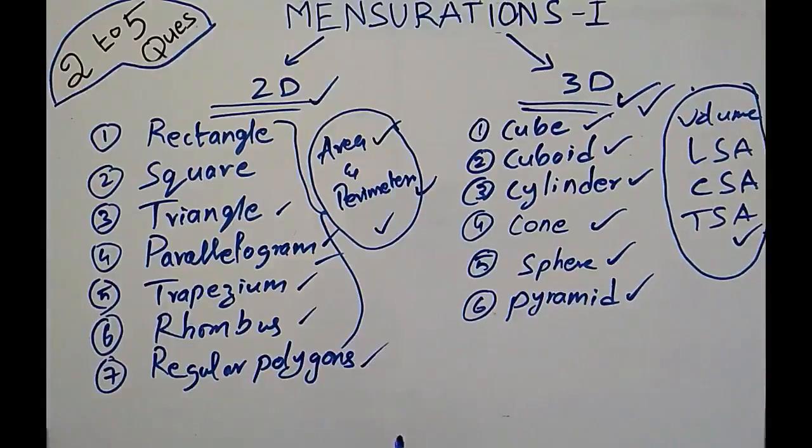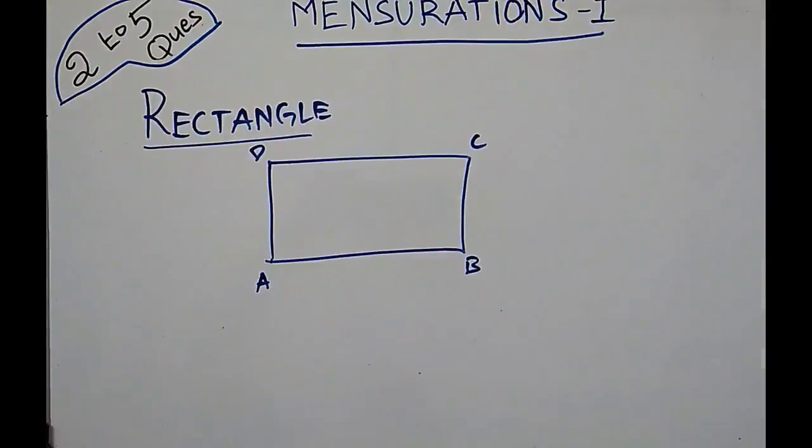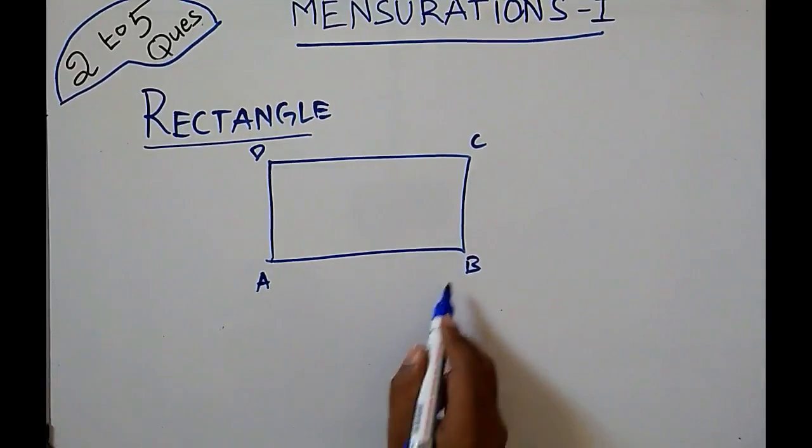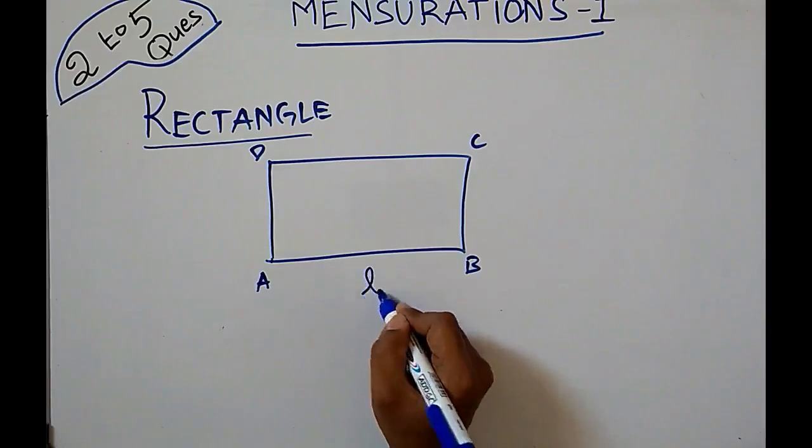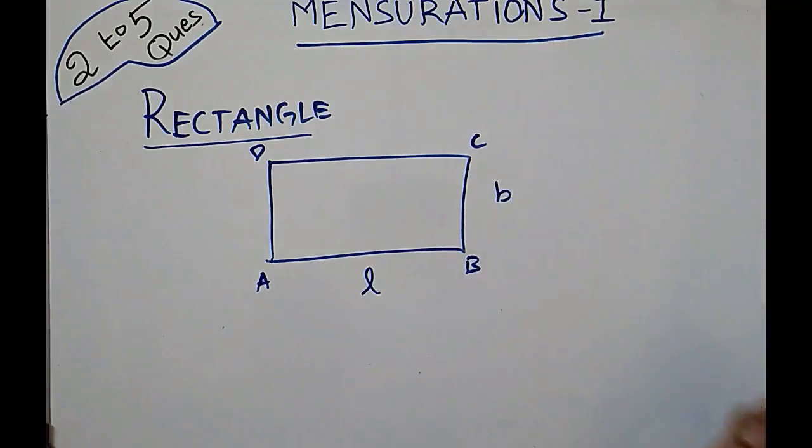Don't worry friends, we will learn this mensuration topic as easily as possible. That is my assurance. We will start with the rectangle. Here there is a rectangle ABCD of length L and breadth B. Many of you students know these rectangle formulas, so let it be a quick revision for you.